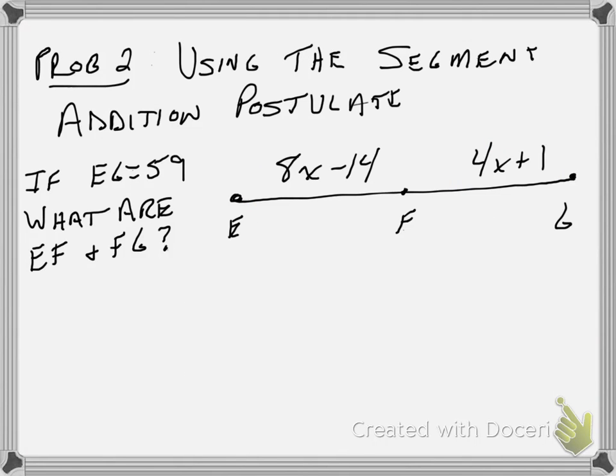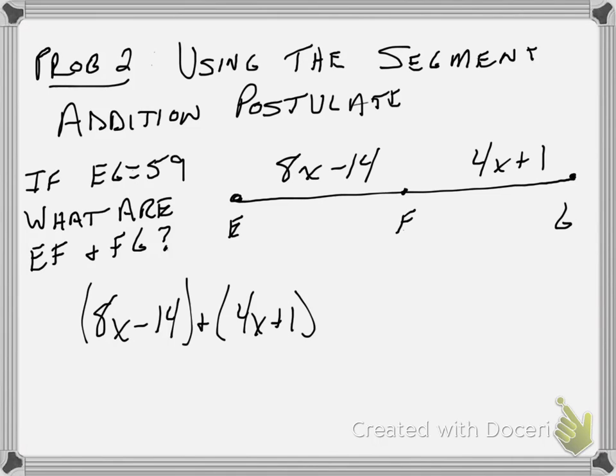Problem 2 is about using the segment addition postulate. We've already covered the segment addition postulate at the beginning here. What it says is that if EG equals 59, what are the lengths of EF and FG? We have EF being 8x minus 14 and FG being 4x plus 1. So what I want to do here is take EF and add it with FG to make EG. So we're going to have 8x minus 14, plus 4x plus 1, equals the total, which is 59.